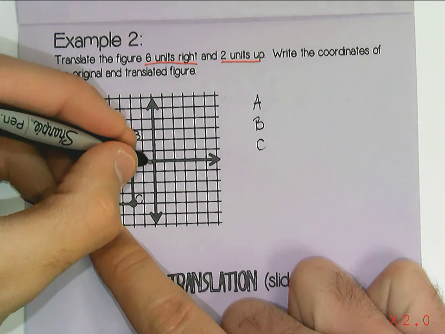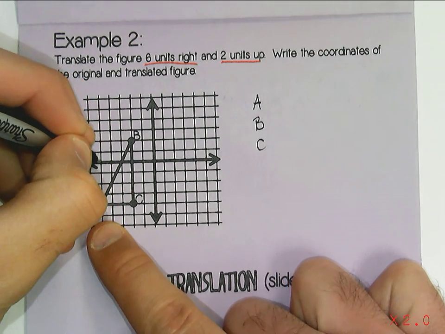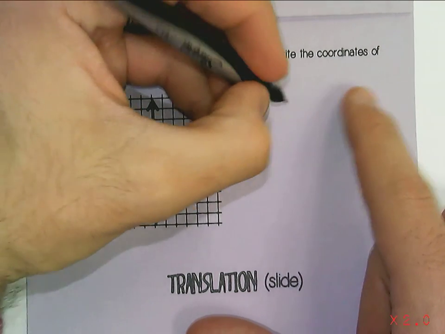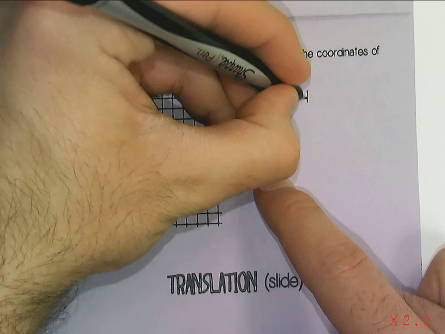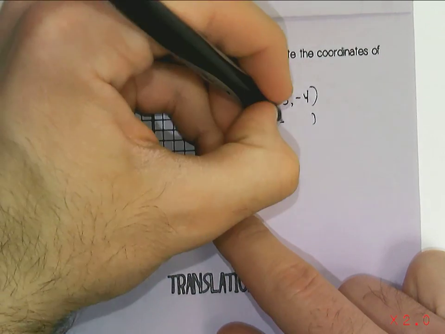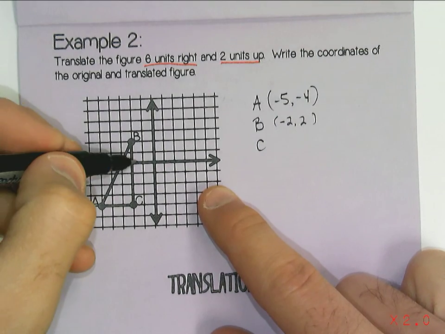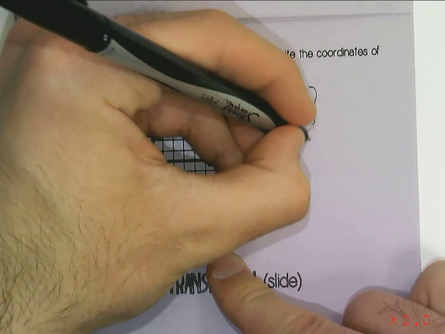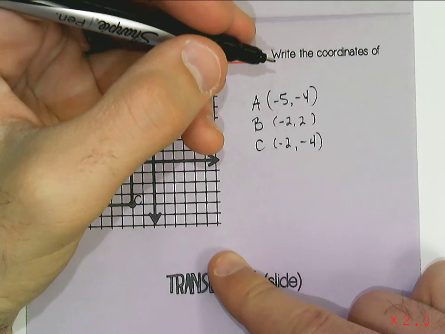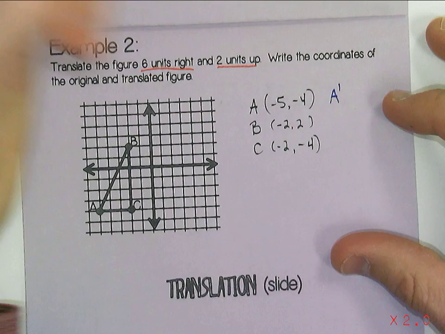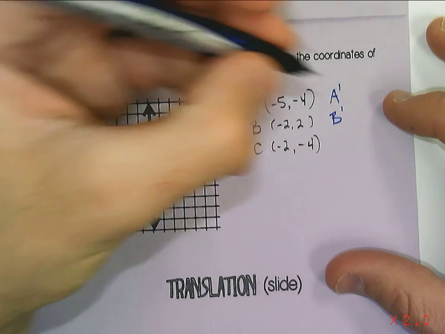A is negative 5, negative 4, it looks like. B is negative 2, 2. And C is negative 2, negative 4. And once again, we will now write our prime points, or the distinguishing way to tell between both figures.